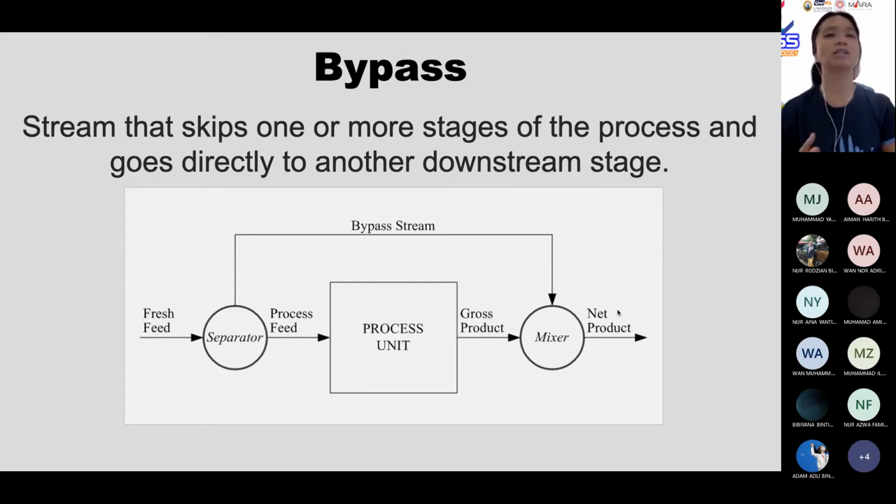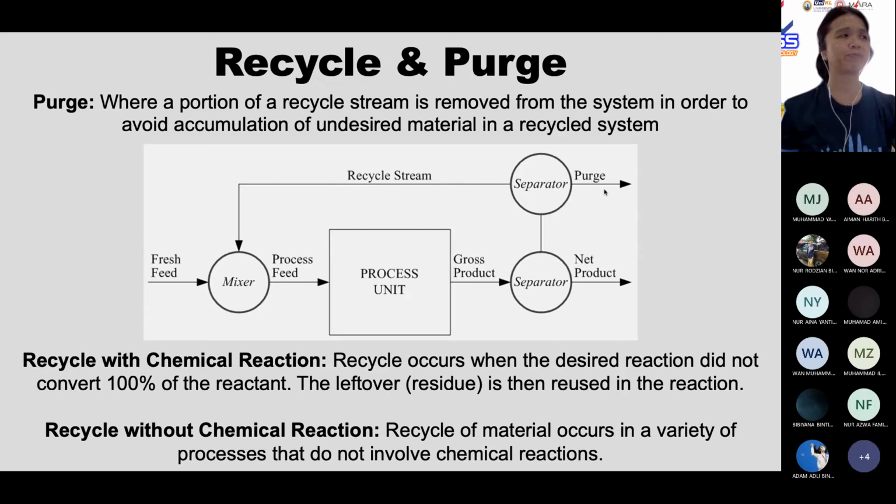Okay, so the concept of bypass is a stream that skips one or more stages of the process and goes directly to another downstream stage. So bypass means sometimes they may bypass certain processes and jump towards the forward direction of your plant. So it may not pass through one or two equipment, it will go straight forward and mix with the stream in the front part of your plant, or skip certain equipment and join the stream again later. Okay, but I think bypass is rare. The one that I've seen is normally recycle and purge.